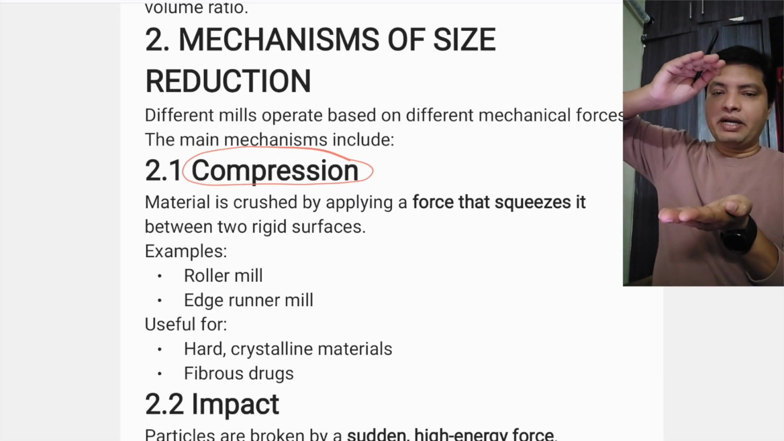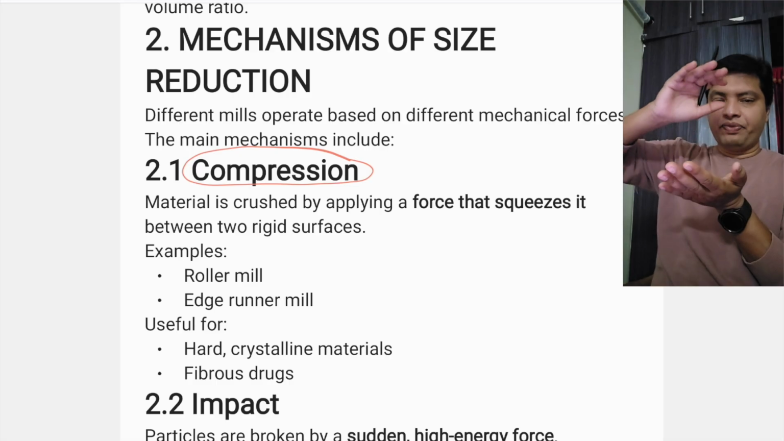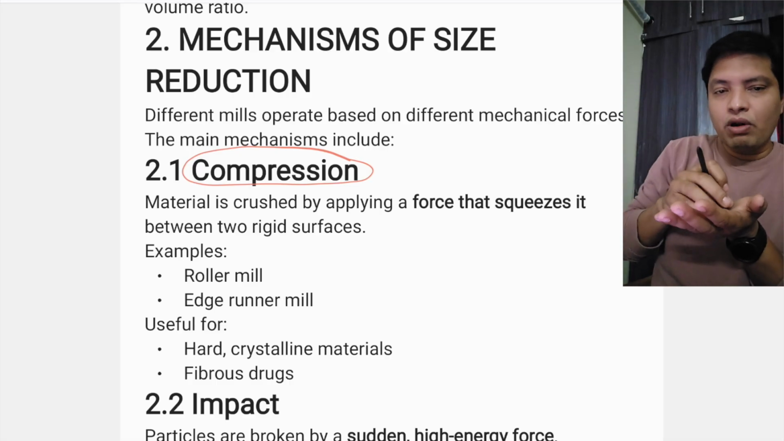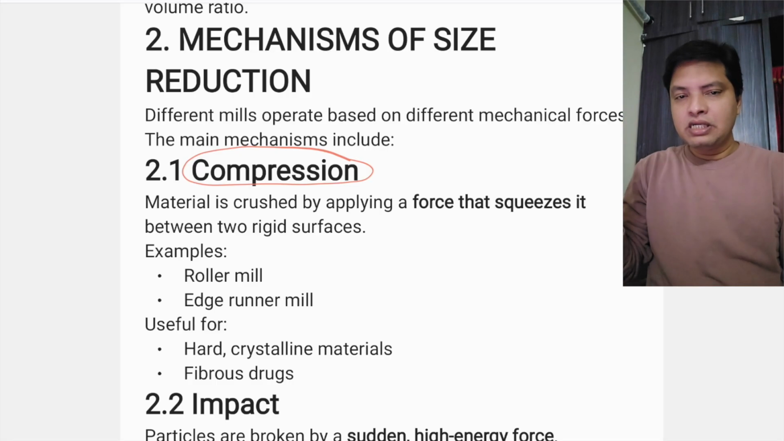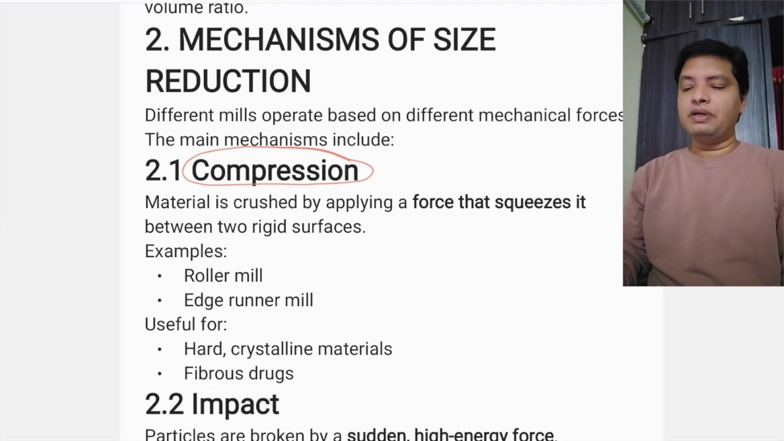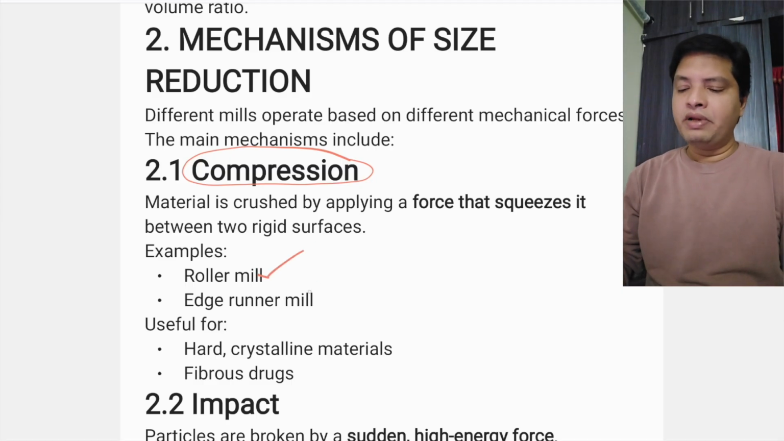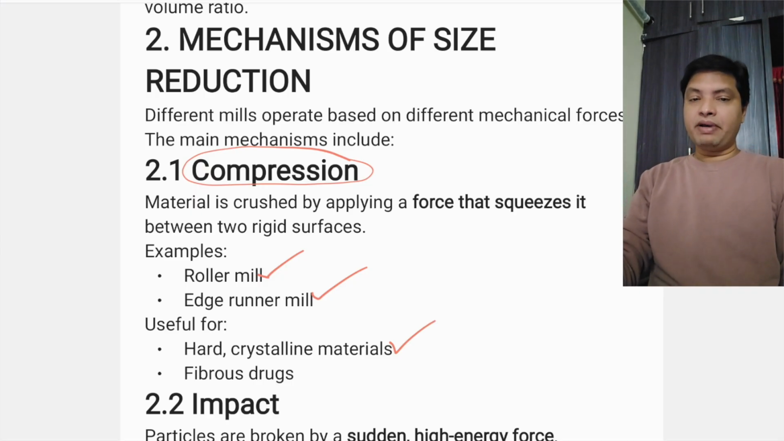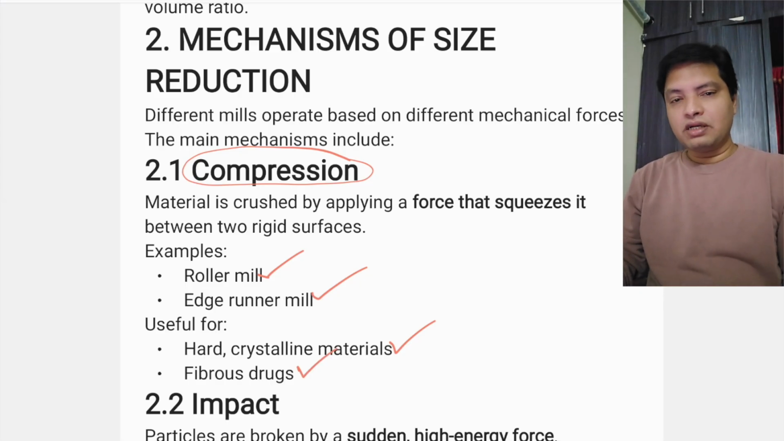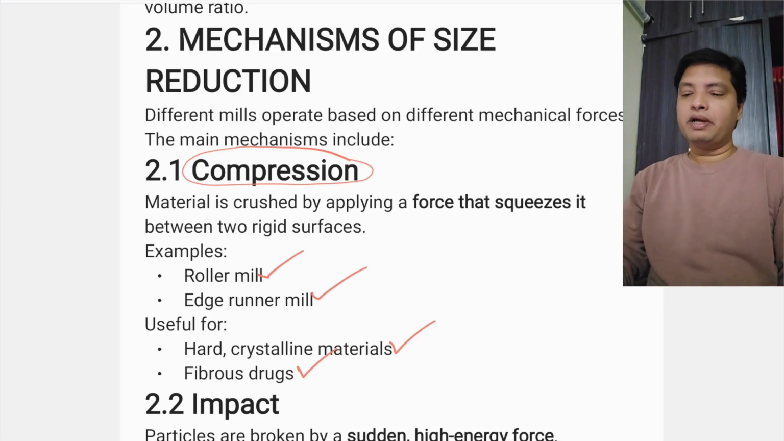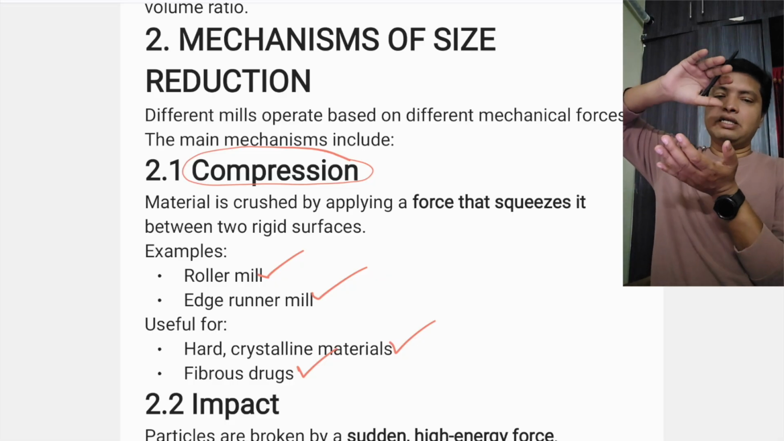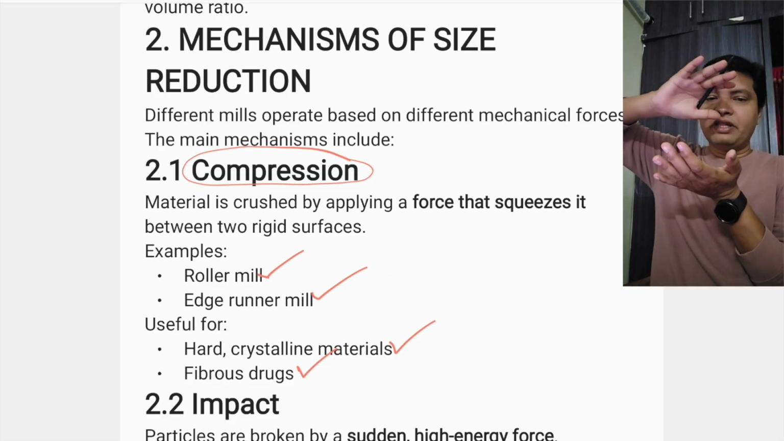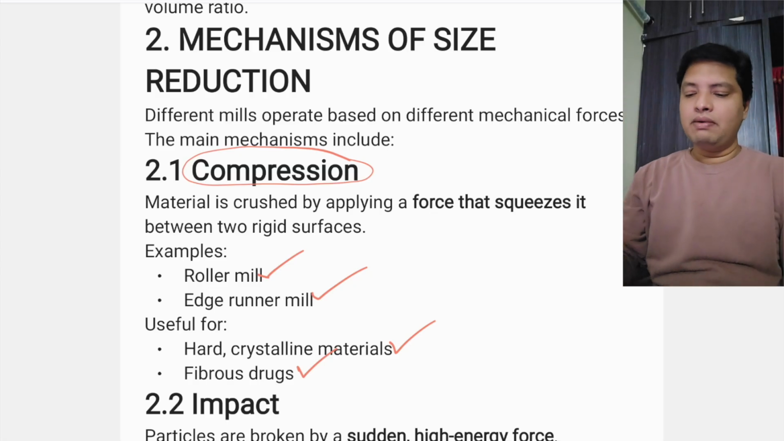If you are putting a heavy thing on a small thing, that heavy thing will compress the small one. Due to this compression, the size reduction occurs. Examples are the roller mill and edge runner mill. These are useful for hard and crystalline materials. If the material is hard and crystalline, then you need to use the compression mechanism. Fibrous drugs also need the compression mechanism. So compression means the heavy thing is sitting on the smaller thing, and this heavy thing will compress and reduce the size of the particle.